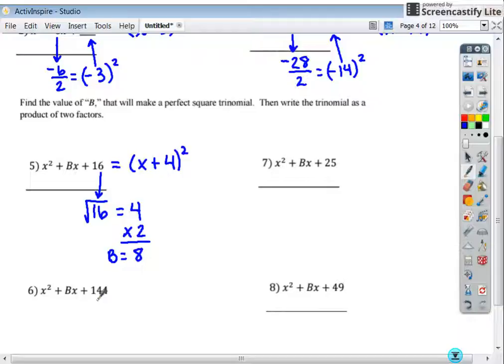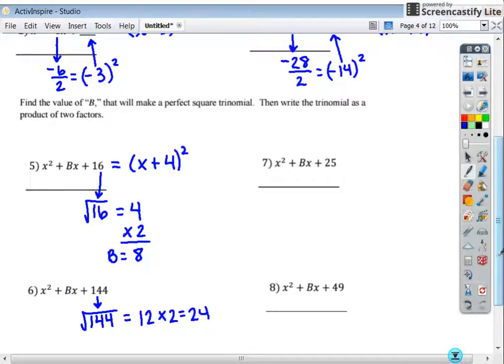All right, let's go in order this time, number 6. So I take 144, and then I take the square root of it. So I'm thinking what number times itself gives me 144, and that's going to be 12. And then I multiply that number by 2, which gives me 24. So on this one, b is going to be equal to 24.